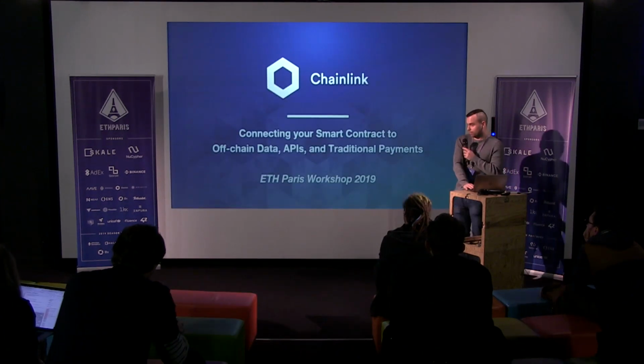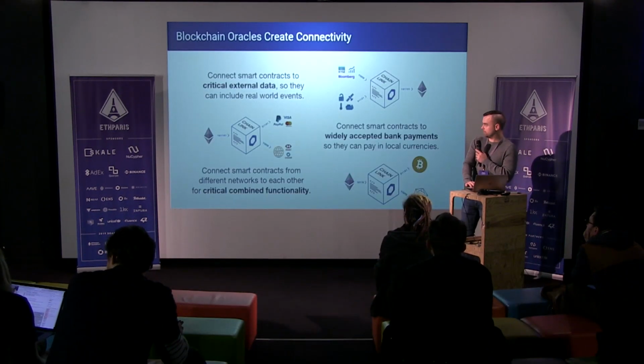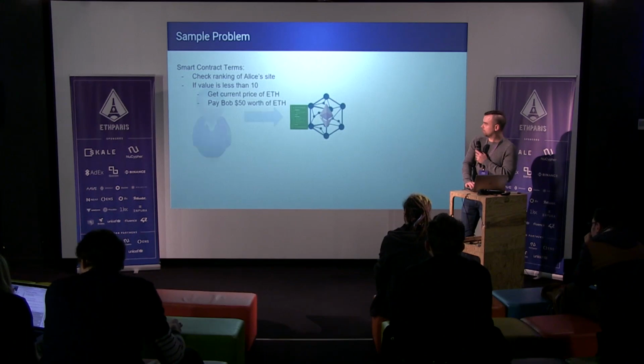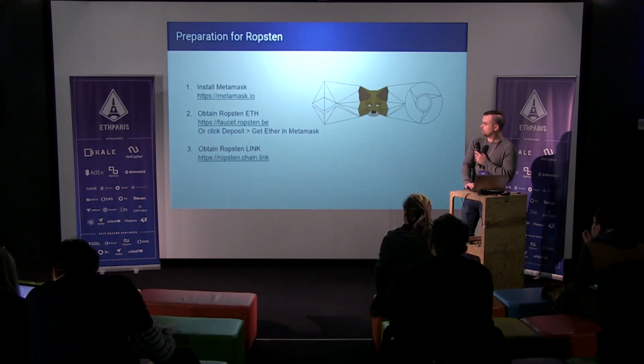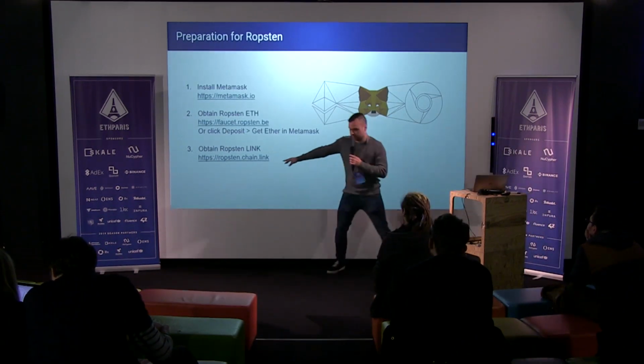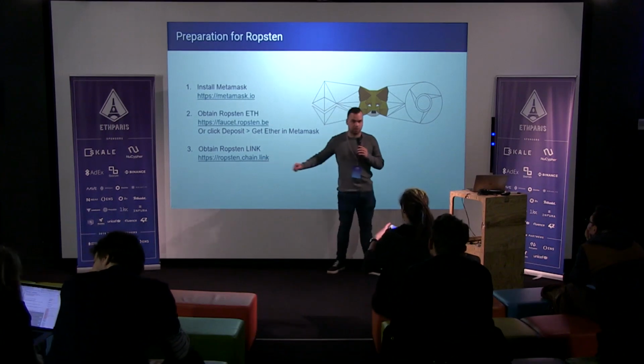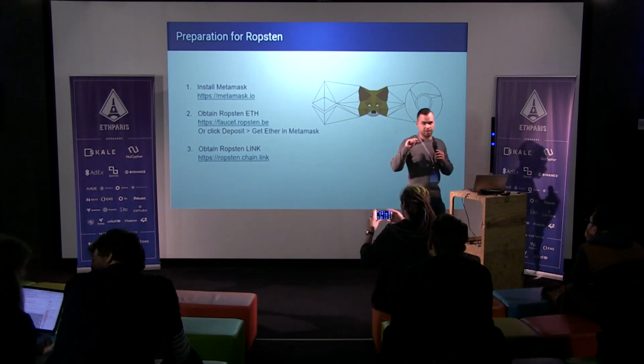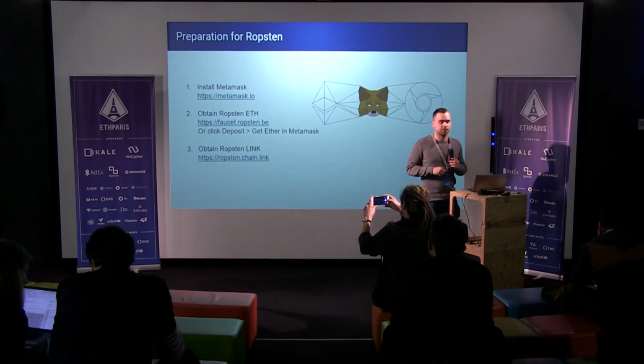Quickly, it's on the workshop page as well on the documentation. So yeah, it's just like ropsten.chain.link, and you go on that page, it'll ask you for your address, and it'll send you some link. Yep.